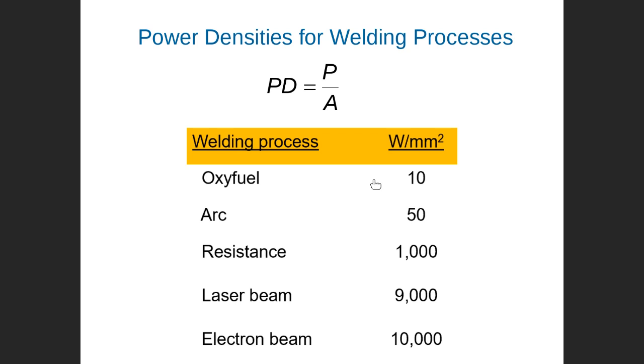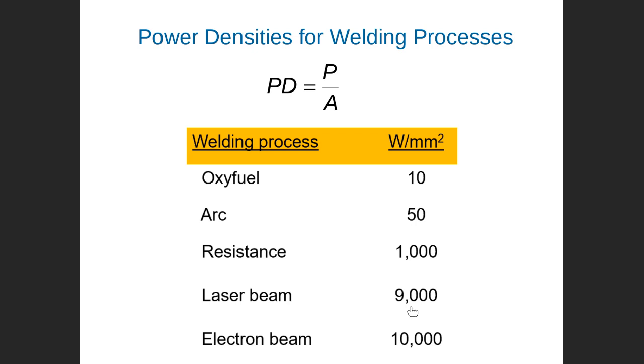You can see that power density in flame welding, this is gas welding, is 10 watt per millimeter square, joule per second. Arc welding then gets 50 watt per millimeter square. Better, higher power. I mean, arc welding has higher power density than gas welding. Gas welding is the lowest power density. Resistance welding, that is spot welding and seam welding that we described in the previous 3 or 4 slides, makes 1000 watt per millimeter square.